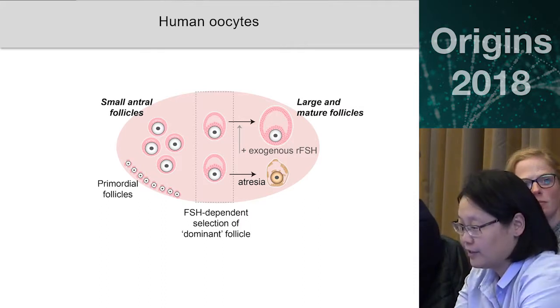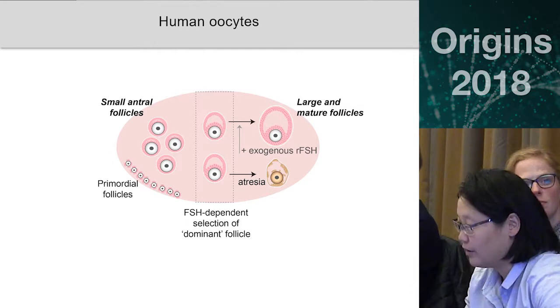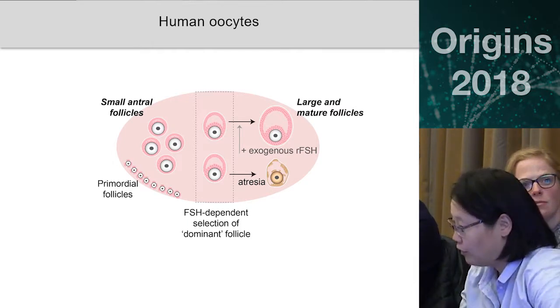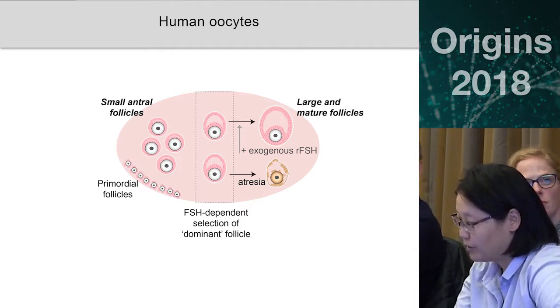So we were really interested in trying to see if we could get into these small antral follicles as well and take the eggs at a very, very early stage of follicle development. And if we could use this to look at meiosis, particularly in younger females as well.